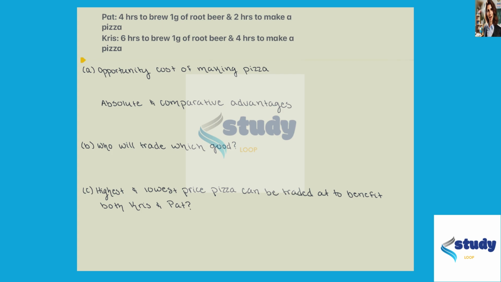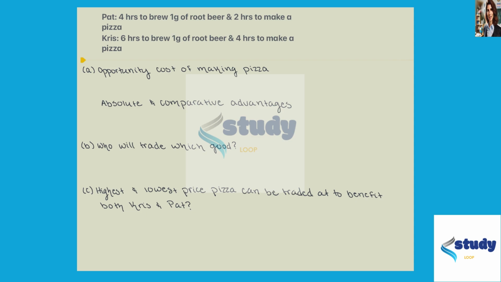Here we're really looking at how trade can be beneficial, and we're looking at a very simple example between two roommates rather than taking a look at the mass scale of international trade quite yet. Here we're just trying to get this idea of what is opportunity cost, what are absolute and comparative advantages, and how does all of this impact trade. So let's start with part A here, where we'd like to know what the opportunity cost of making pizza is for both Pat and Kris.